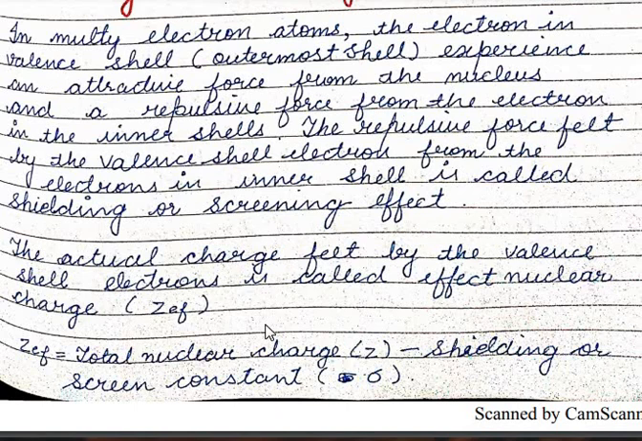Today we have discussed the classification of elements in the periodic table, the periodic properties like atomic size, electronegativity, electron affinity, and ionization energy, and their variations in the periodic table in groups and periods. We also discussed the screening or shielding effect.